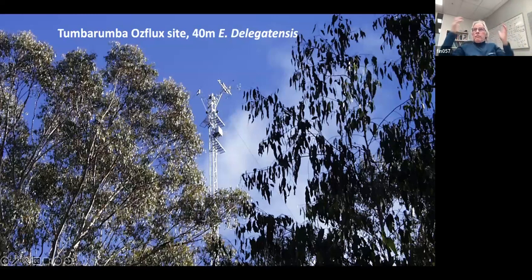So how does Monin-Obukhov theory work in practice? I'm going to show you some measurements from our OzFlux site. OzFlux is the Australian arm of FluxNet. This was a 40-meter alpine ash forest in southwestern New South Wales, with a 40-meter tower, and we had measurements up the tower as well.